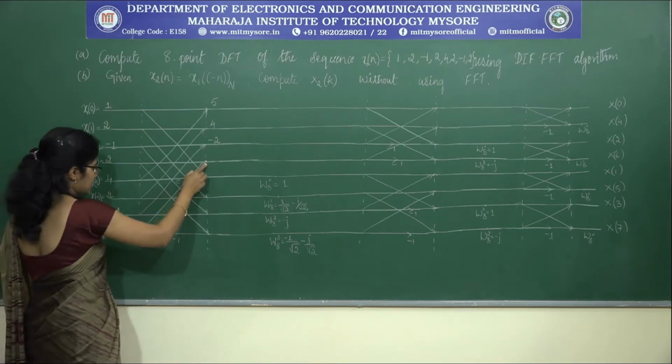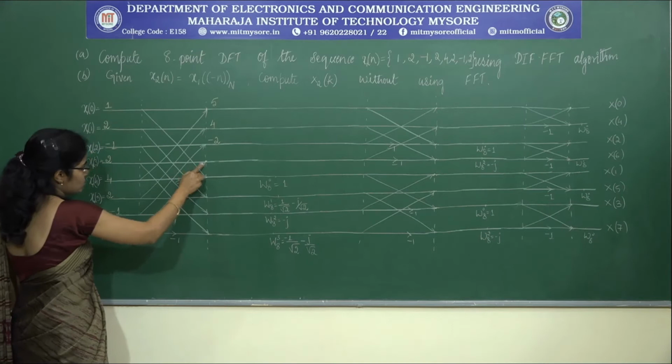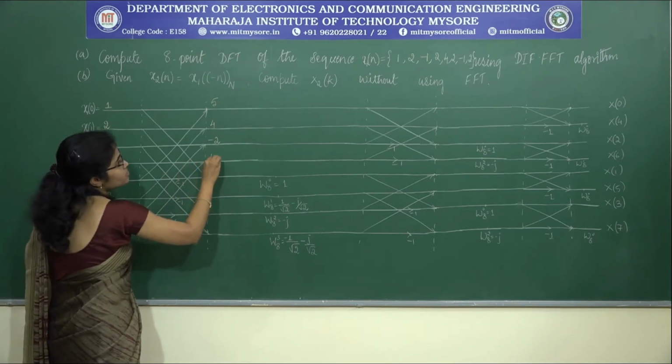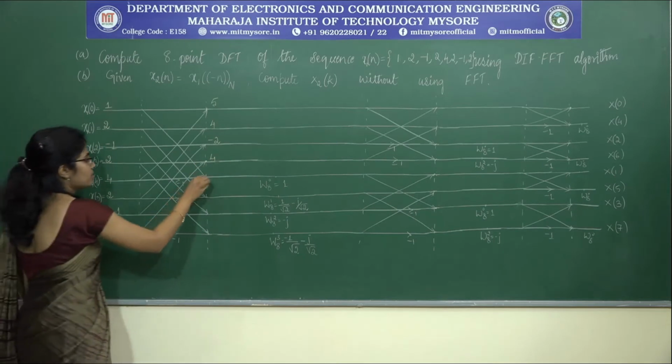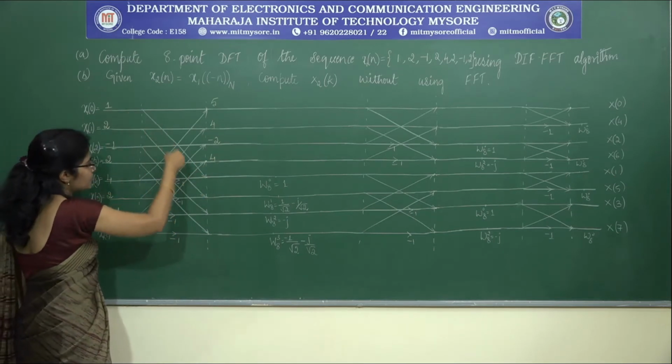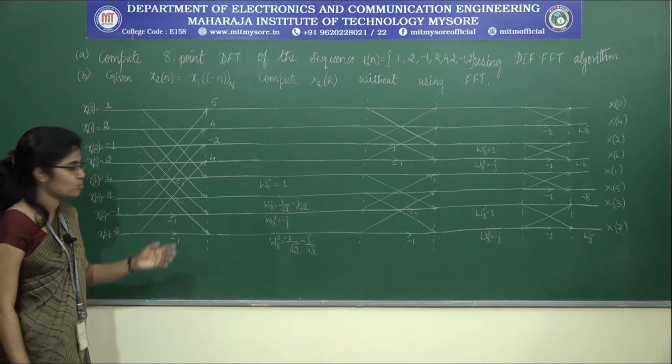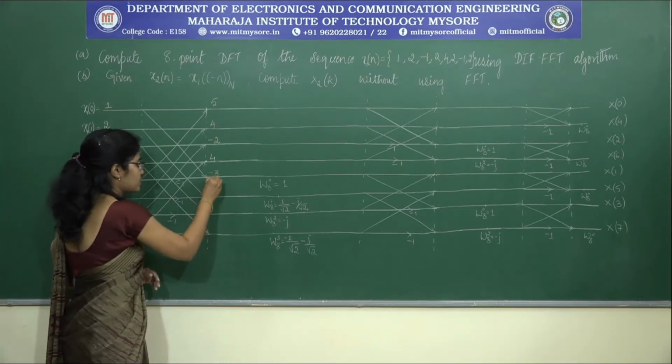So here the data at this particular point is 2 and this data is also 2. 2 plus 2 gives us 4. Clear? So coming to this point, the data coming here is 1. 4 multiplied with minus 1 gives us minus 4. 1 minus 4 is minus 3.